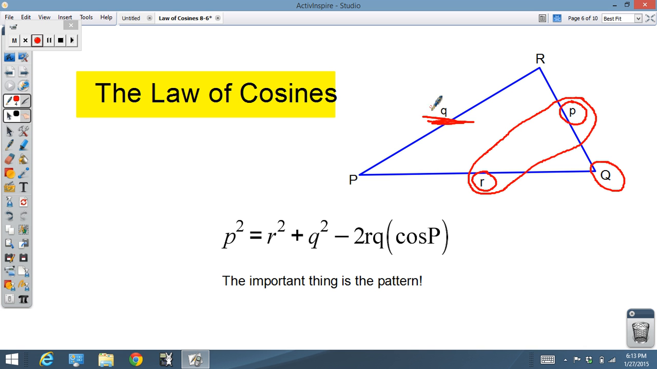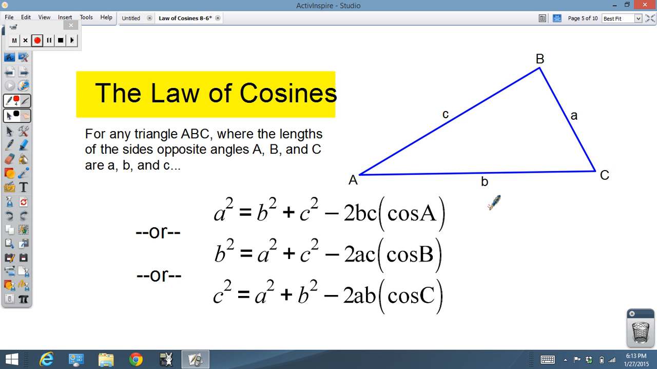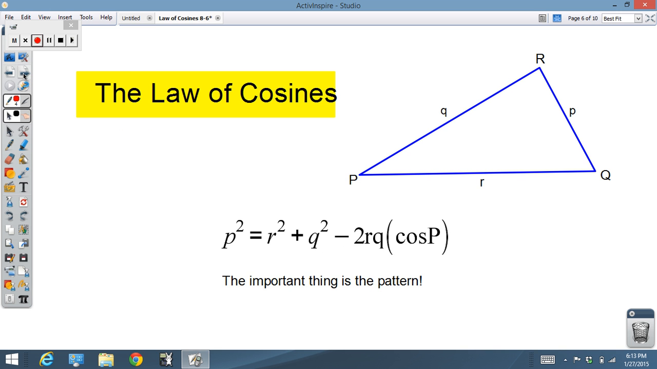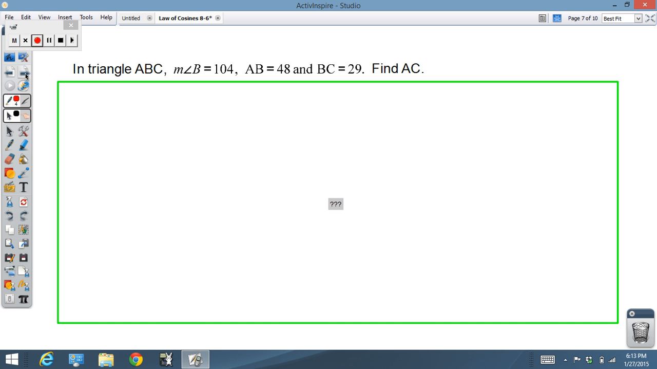All right, so I used Q that time, but I wrote down P this time, so just pay attention to the fact that it's the pattern that's important, okay? And of course, you can always, if we need to, go back to any of these three or whatever makes the most sense to you. But let's show you how to use them.